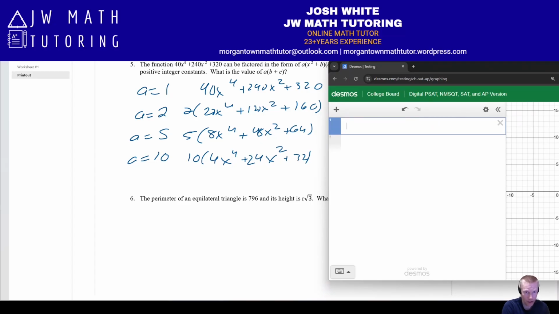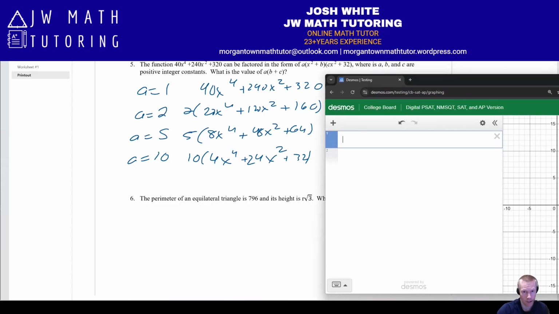All right, so I have the original, right? 40x to the fourth plus 240x squared plus 320. If I'm going to factor it into this format, first of all, a is 1, that's out front, and then I have to have an x squared here. Now, 320 has to be split up into 32 and 10, meaning b has to be 10, because the 10 has to multiply by the 32 in the other parentheses to make 320. Similarly, you have to put a 40 here, and that's going to be c, because 40x squared times the 1x squared in the first parenthesis has to make the 40x to the fourth.